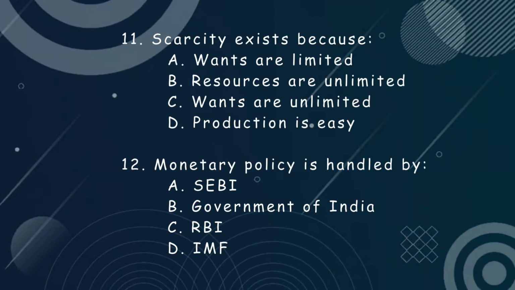Question number 11. Scarcity exists because A. Wants are limited. B. Resources are unlimited. C. Wants are unlimited. D. Production is easy. Answer: C. Wants are unlimited.